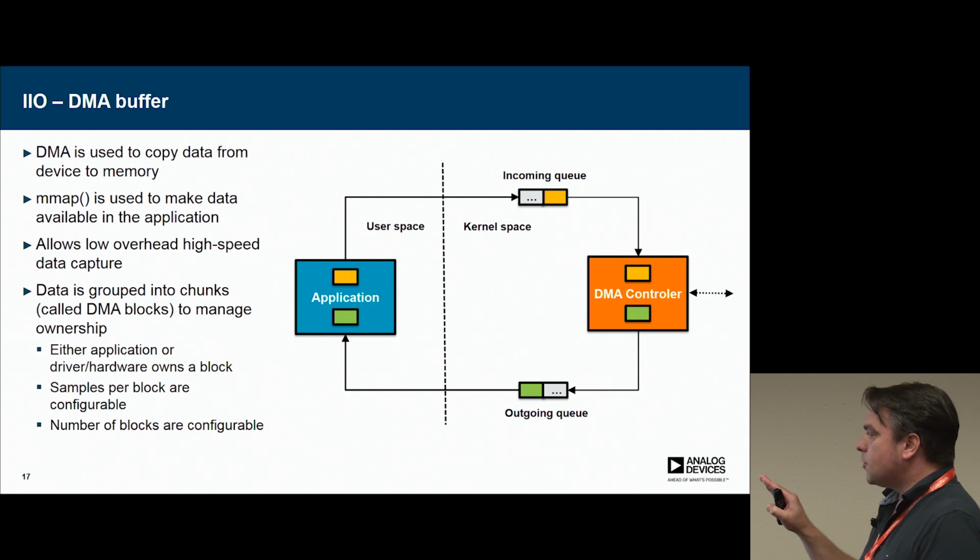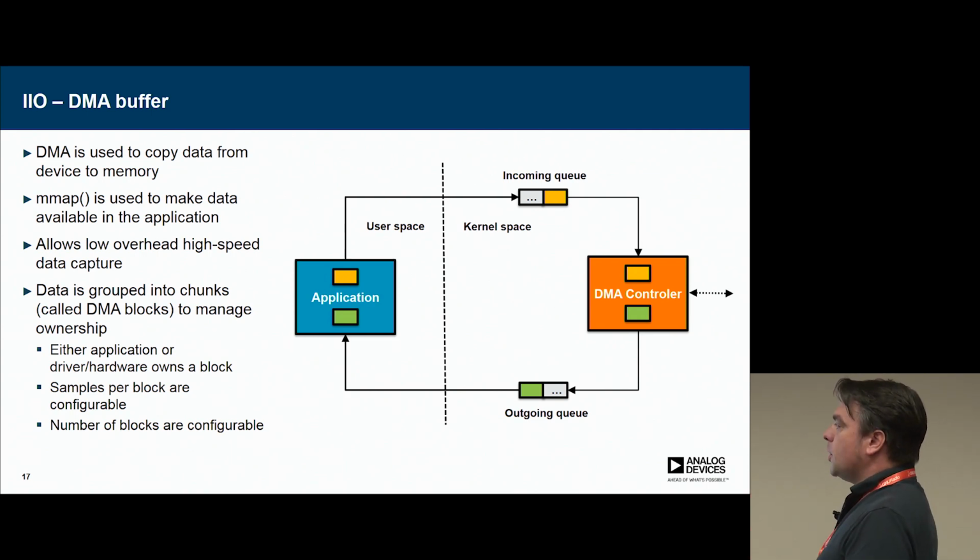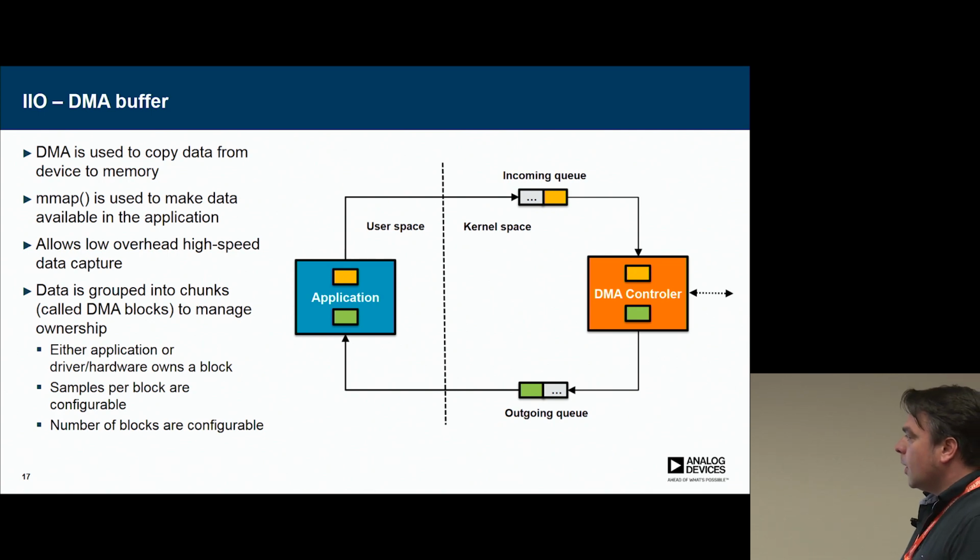Also, in terms of terminology, data is grouped in chunks, which are called DMA blocks, and the IIO framework manages the ownership of those blocks, which are either in the application or in the kernel space. So, for example, they are filled by the DMA, and then the application receives the block once it's available.